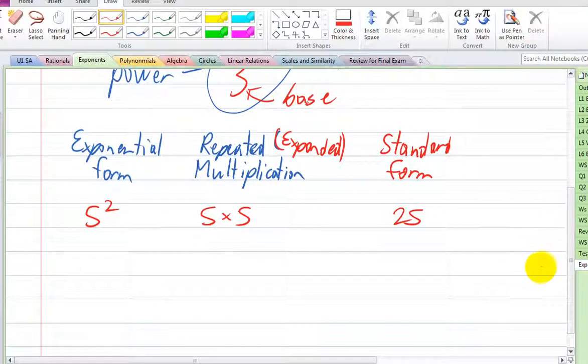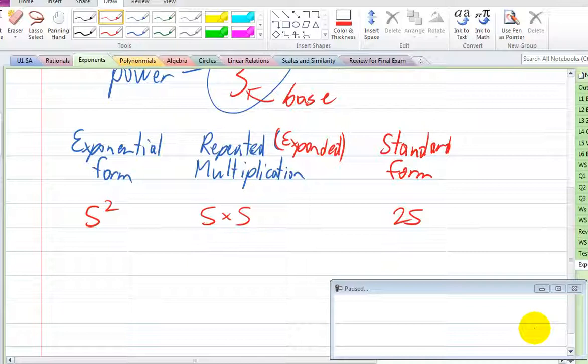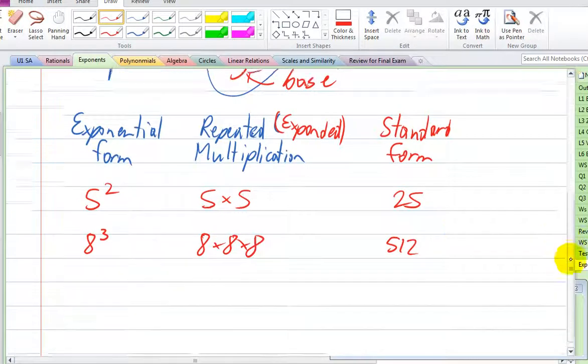Please take out your calculators. We're going to do some calculator work. You have to know how to use your exponent button, and you should know how to use your repeated multiplication form as well. So let's try this one. 8 cubed. 8 times 8 times 8. And standard form, what is it? 512. Okay.